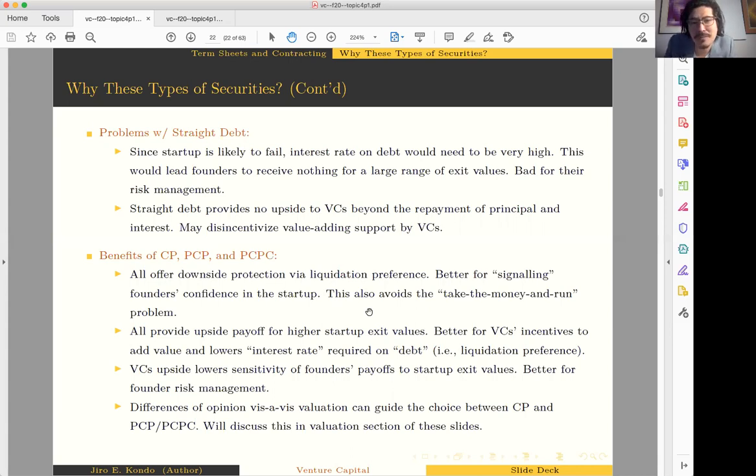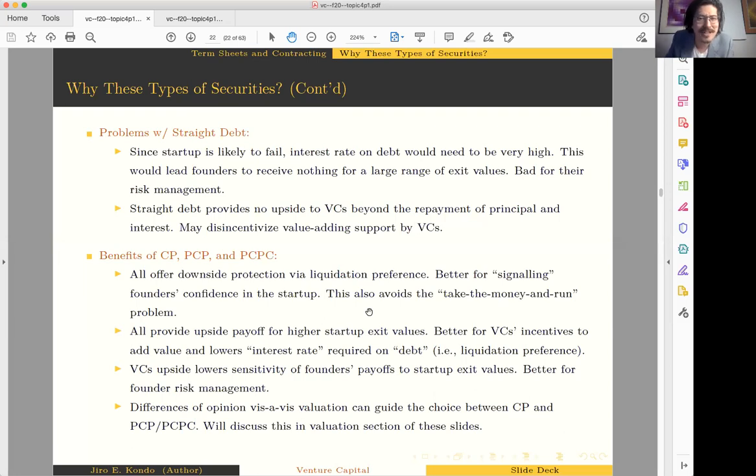Here's another problem with straight debt. Think about the payoff diagram for a VC that owns straight debt. Once their debt is repaid, their payoff is flat, correct? They don't get any extra money. That means if the startup is doing okay and it's going to be able to repay the debt, what's the incentive of the VC to add value to the company? Is there a lot of incentive to do that or not much?